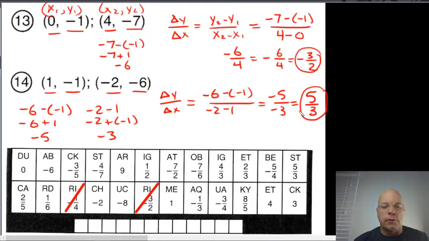We wouldn't really represent a slope as a mixed number, because we really want to see how much am I moving vertically compared to how much am I moving horizontally.